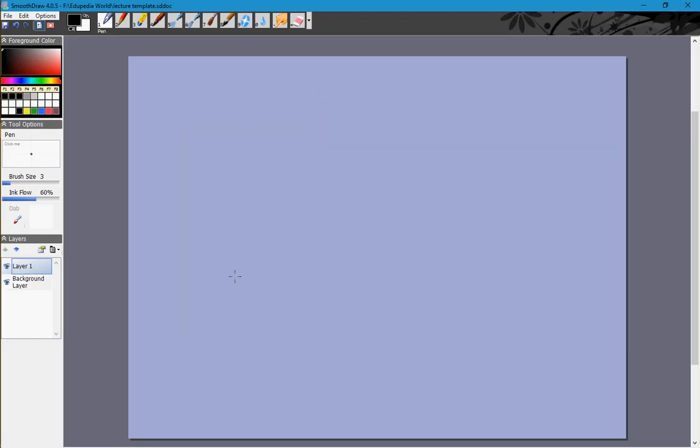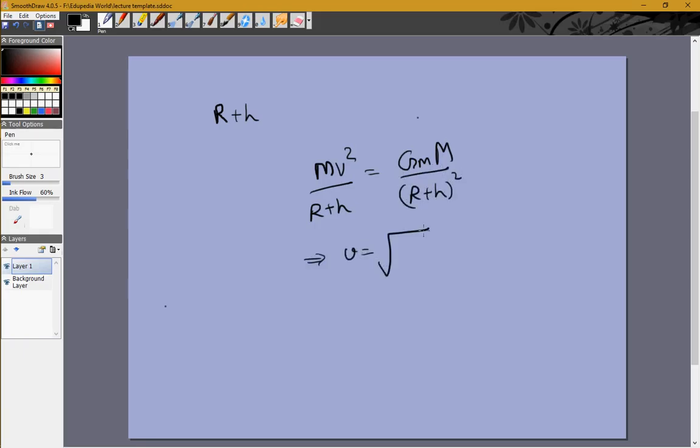Let's look at the next problem. We are given a satellite moving in a circular orbit at a height h from the Earth's surface. So the radius of the circular orbit is r plus h. And the equation for this satellite will be mv squared by r plus h is equal to GMm by (r plus h) whole square, which gives me v is equal to root GM, this is small m by the way, by r plus h.